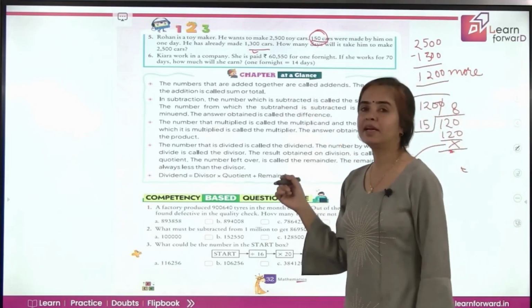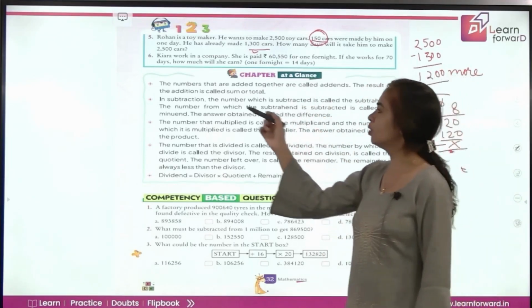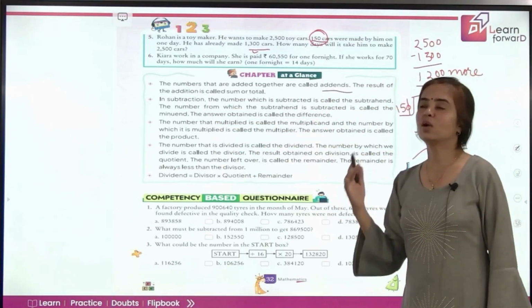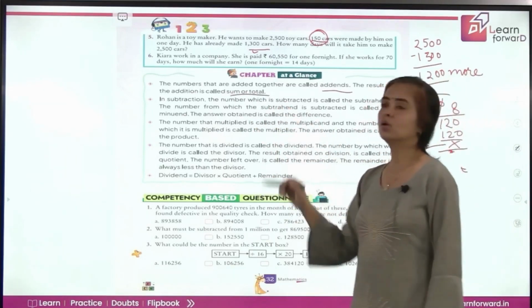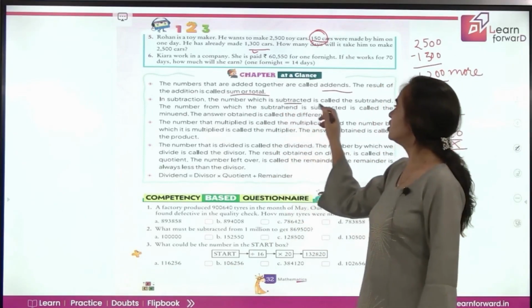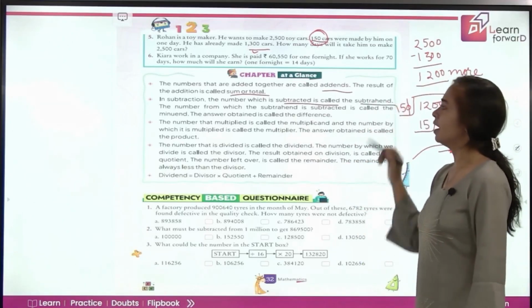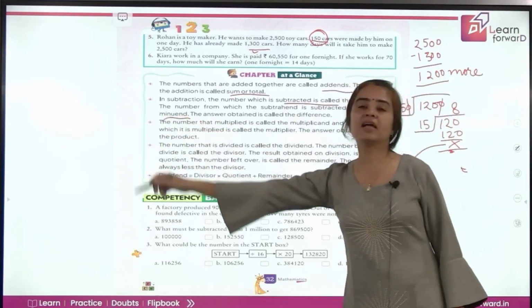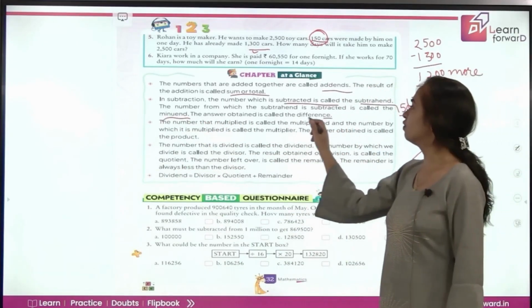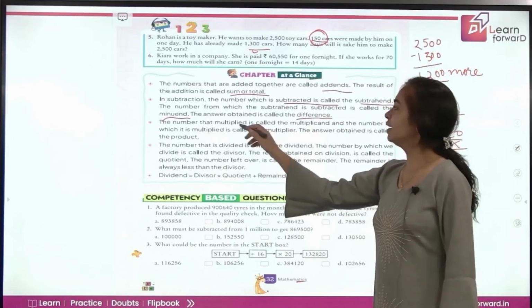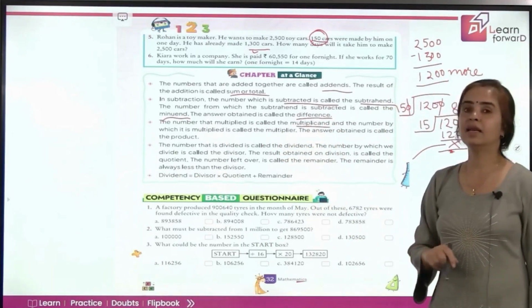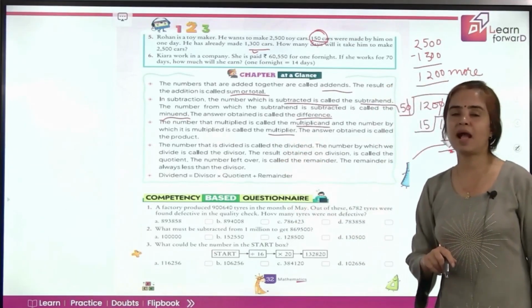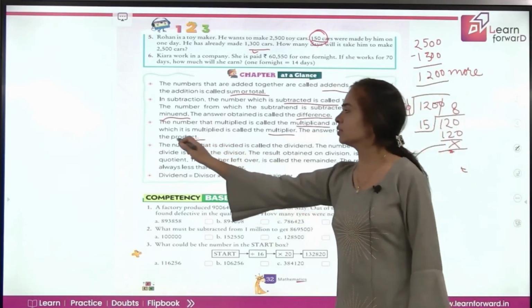Now here's chapter at a glance, what we have learned in today's session about operation on larger numbers. The numbers that are added together, what are they called? They are called addends, and the answer is called the sum or total. In subtraction, the number which is subtracted is called the subtrahend, and from which we subtract is called the minuend. And what is the answer called? The answer is called the difference, children. Now the number that is multiplied is called the multiplicand, and by which we multiply is called the multiplier. The answer is called the product, right?